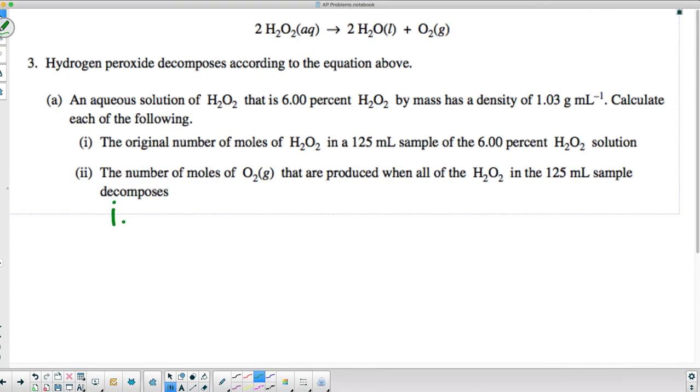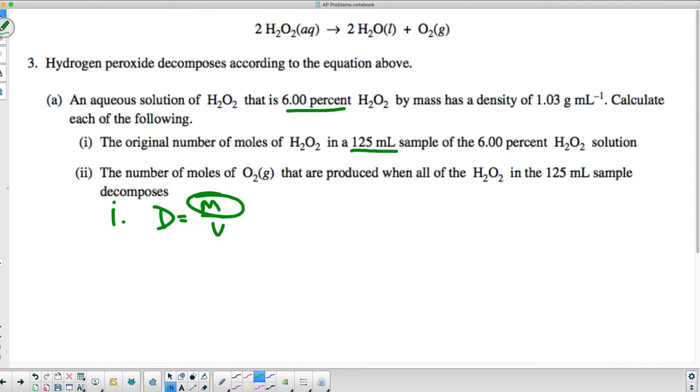Notice that I have 6%. Notice I have 1.03 grams per milliliter, which is a density. We know that density equals mass divided by volume. In this case, because we have 6%, that is exactly the same as saying 6 grams divided by 100 grams of solution. Okay, so I'm going to use that 6%, but to do that, I need my amount of H2O2 in grams instead of milliliters. So here I have 125 milliliters, so I'm going to change that.